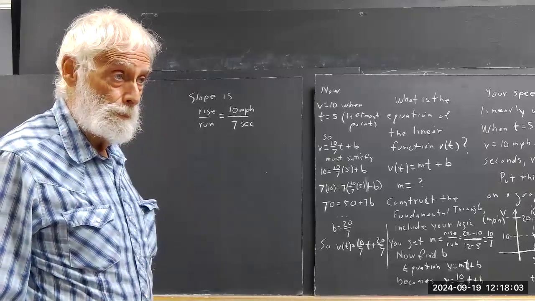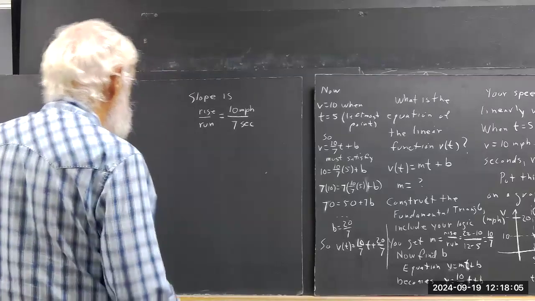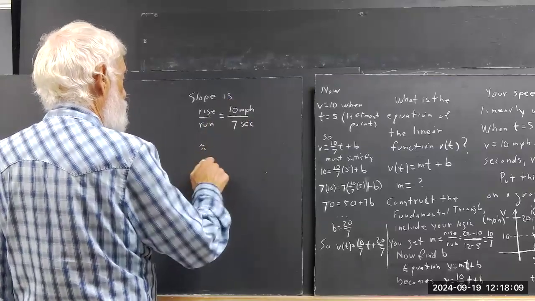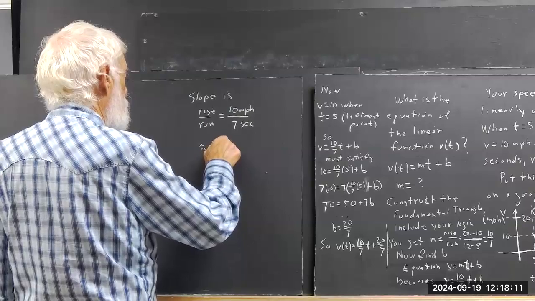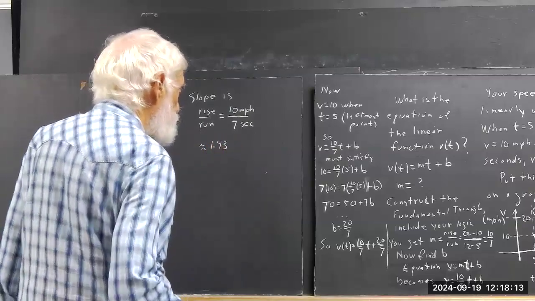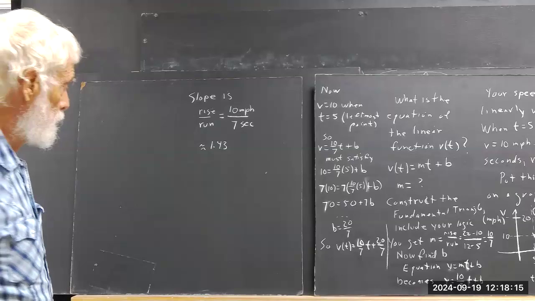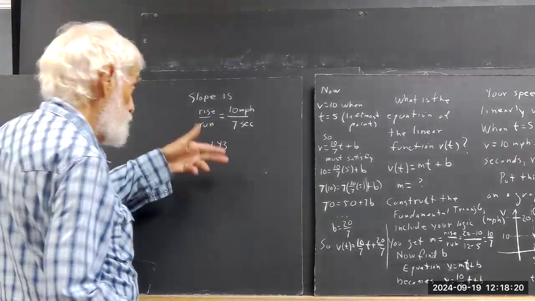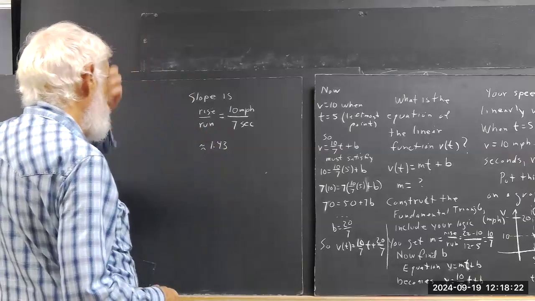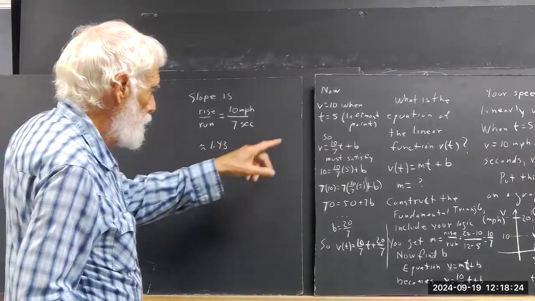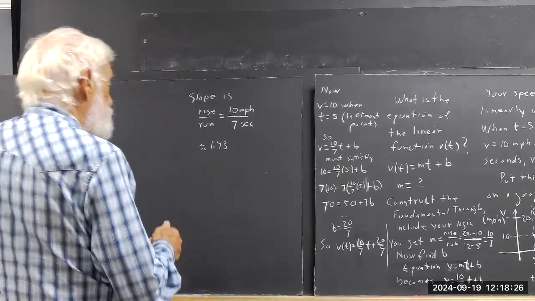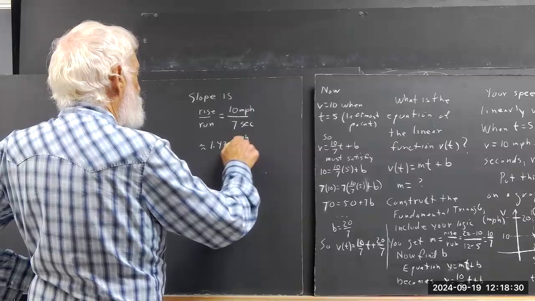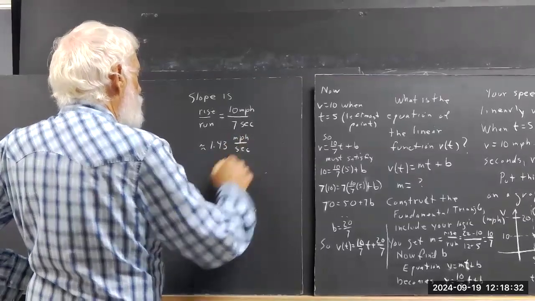Okay. And I could write that down as, I go ahead and divide the 7 into 10, I get about 1.43. Okay, three significant figures. If I want to express it as a decimal, I could leave it as 10 over 7, but 1.43 is going to make more sense when you think about the actual meaning. And what do we have? We have miles per hour over seconds.